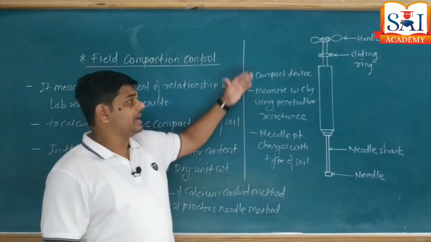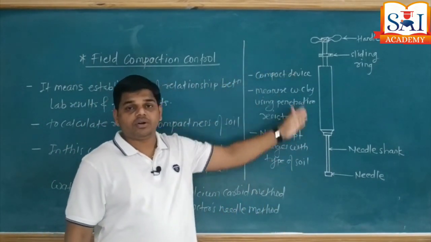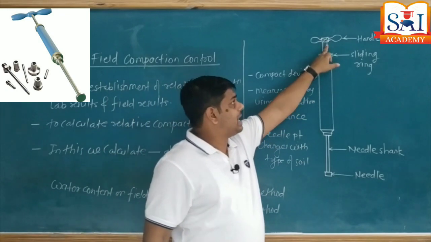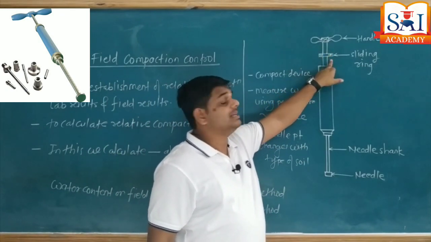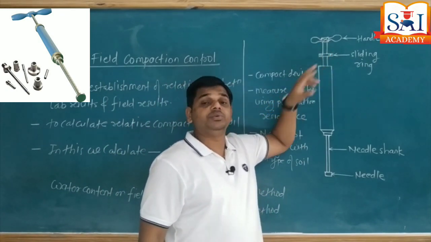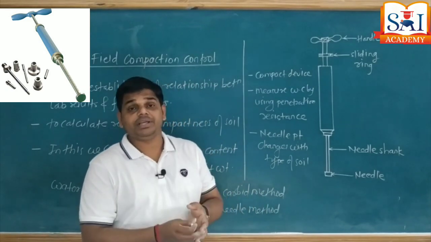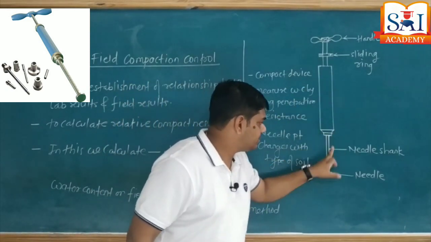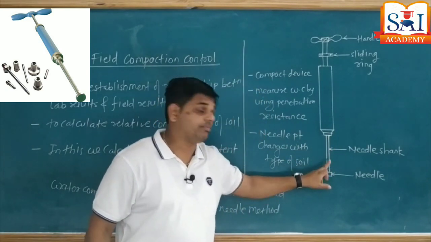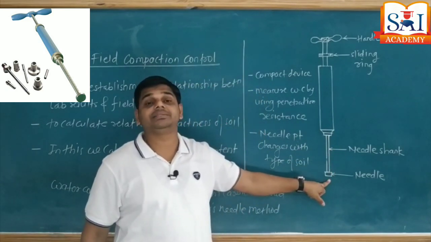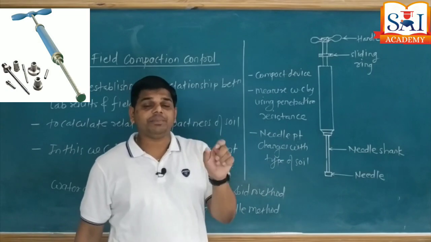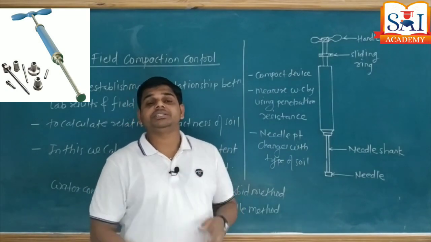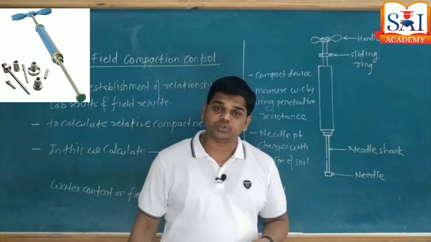Look at the board. A sketch of the Proctor needle is drawn on the board. It has a handle at the top, then a sliding ring which is used for recording the penetration resistance, then a vertical shaft, then here we have the needle shank. At the bottom of the needle shank we are going to place the needle. Needle shape and needle size change according to the type of soil.